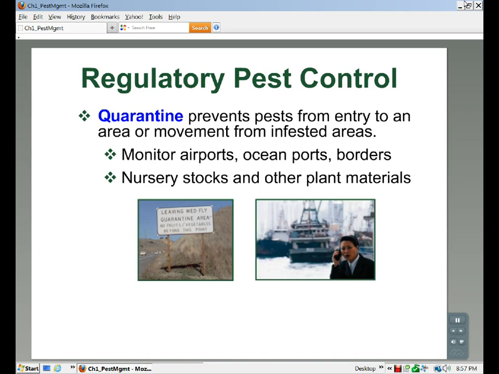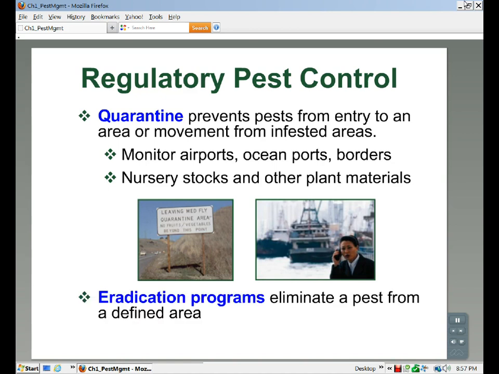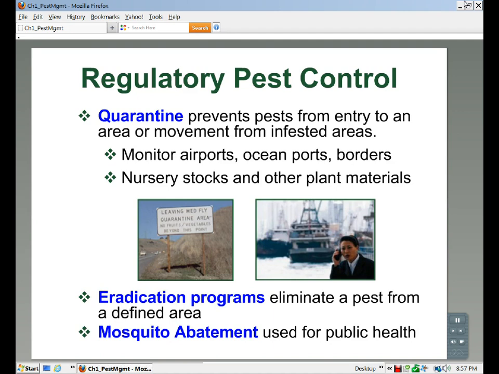Federal and state governmental agencies may be involved in small to very large-scale eradication programs with the goal being the total elimination of a pest from a defined area. Regulatory mosquito abatement districts and programs are established to manage for large-scale public health concerns.